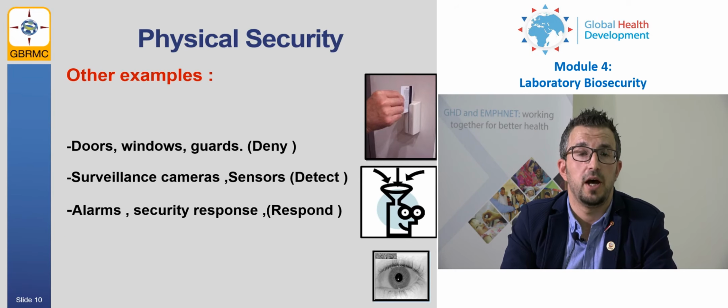Deny keeps outsiders out of the institution, using things like doors, windows, and guards. The second one is detect, such as surveillance cameras and sensors, which can detect unauthorized persons entering our institution. The other one is called respond. This mainly refers to alarms and security response, which can respond to an intrusion inside the institution and determine where it came from.